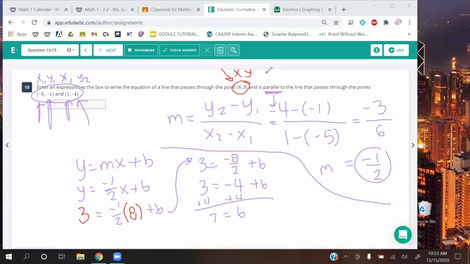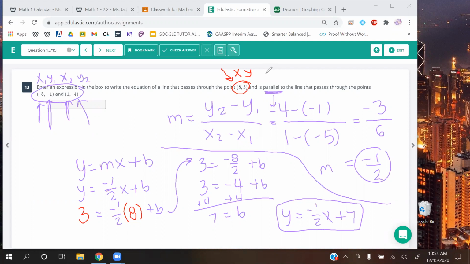Your final answer is not 7. You want to plug it back into this guy. Okay, so we want to plug it back in here. So y is equal to negative 1/2 x plus 7. This is your final answer, and you need to type the y equals with it.